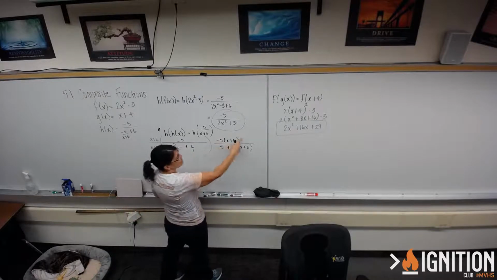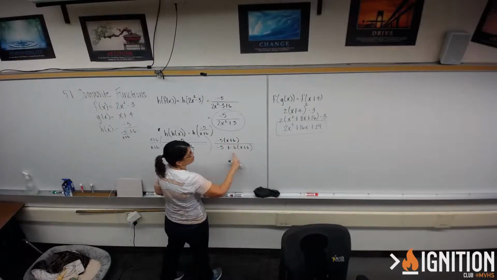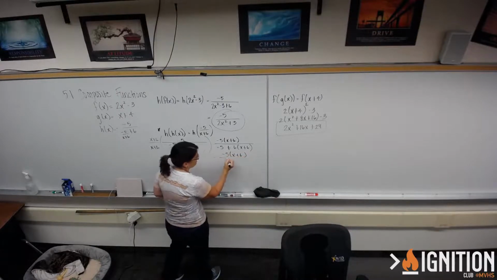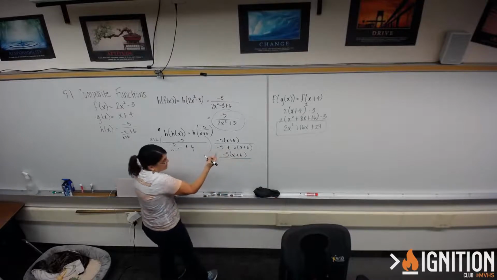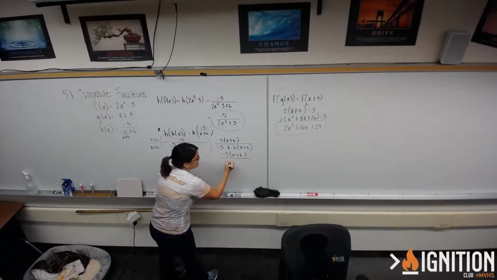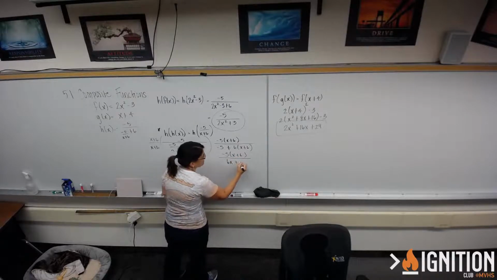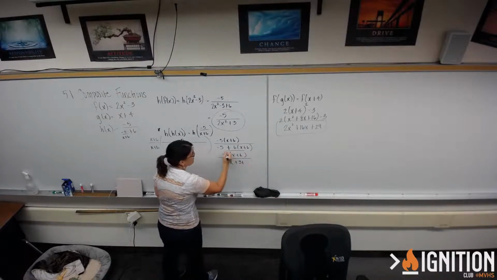You can leave it this way in the numerator, but you do need to distribute and combine like terms in the denominator. I'm just going to leave it. I don't know why, because today I feel like leaving it. Tomorrow I might want to distribute, whatever. Here you get 6x plus 36 minus 5, which is 31.